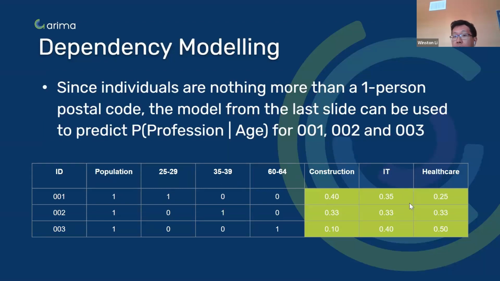We can ask the model, what do you think the profession distribution of a one-person postal code is, if 100% of that postal code is people from 25 to 29? The model will make its prediction. So the model will say, I think there's a 40% chance this postal code will be construction workers, 35% will be IT, 25% will be healthcare. And for the second postal code, it has a different distribution. And for the third postal code, it has a different prediction.